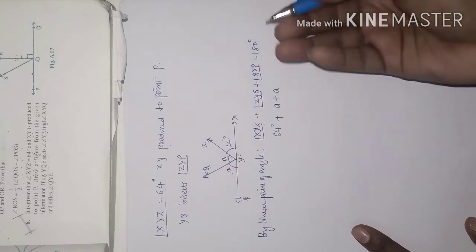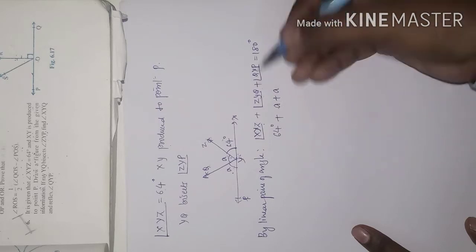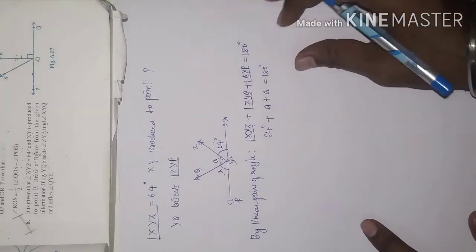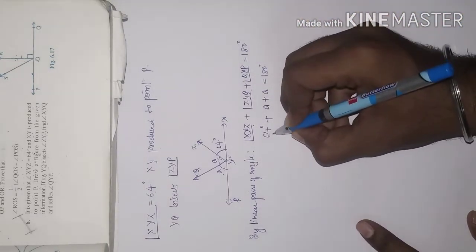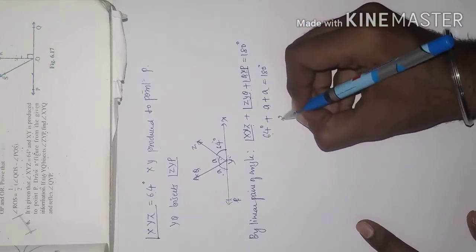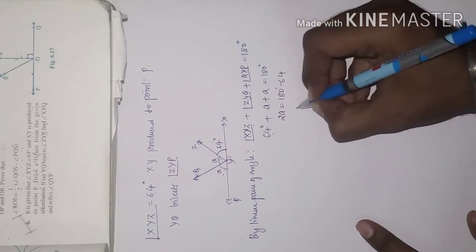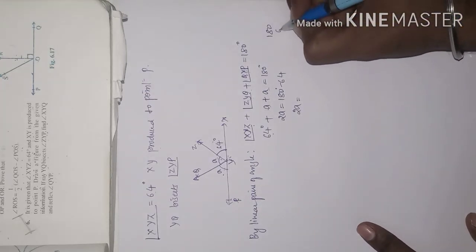You can keep the angles as they are also, no problem, but we are mentioning them by an alphabet here so that it will be easy to solve. Now 64 degrees I will shift to the other side. This A plus A will become 2A, which equals 180 minus 64 degrees. So 2A is equal to 180 minus 64. How much does it come to? Let us see.